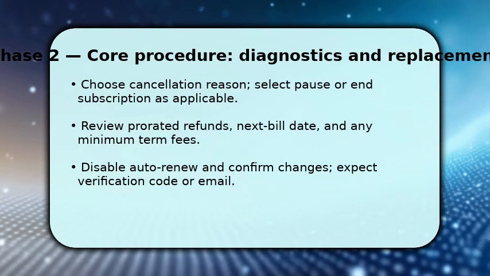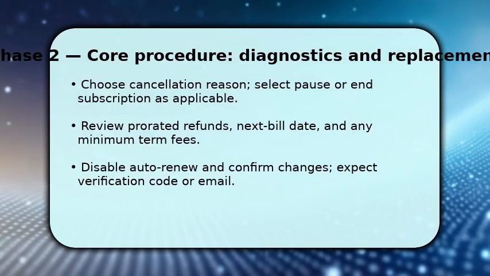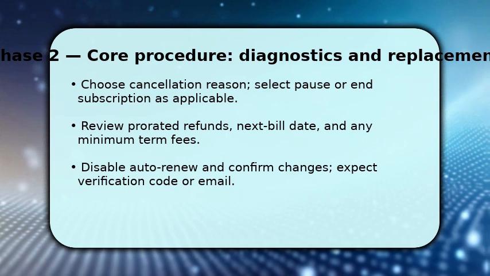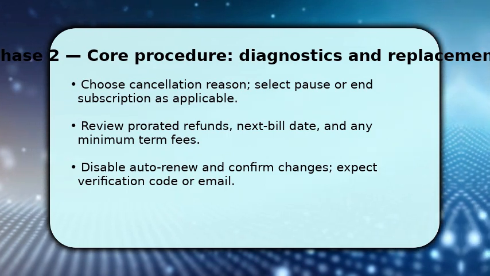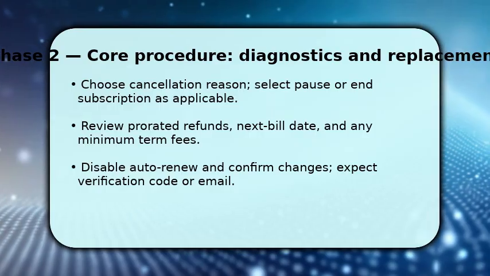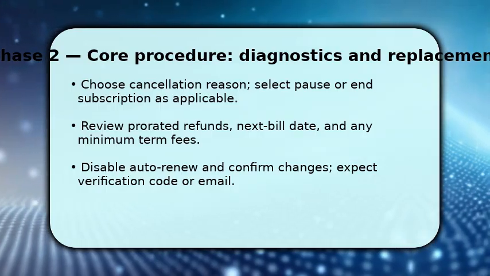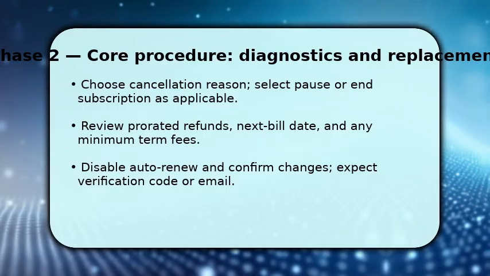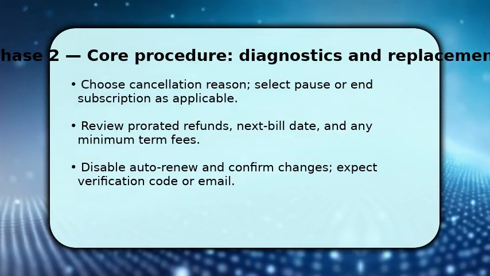You work through the mid-steps methodically. Pick a cancellation reason and decide if you want to pause or end the subscription. Then look at prorated refunds, the next billing date, and any minimum term charges so you understand money back. Once you disable auto-renew, confirm the changes.